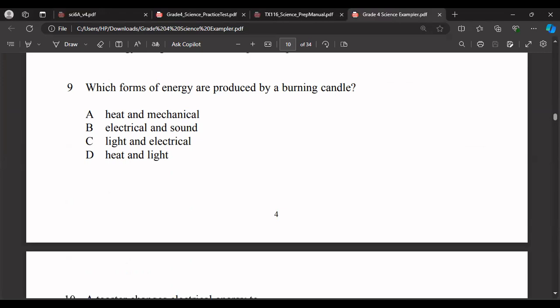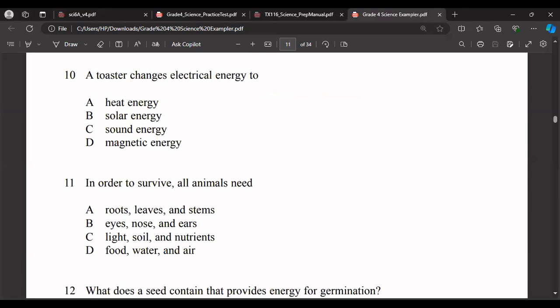D. Correct. When a candle burns, chemical energy is converted to heat and light energy. Okay. Right, question number 10. A toaster changes electrical energy to... A. To A, it's heat energy.